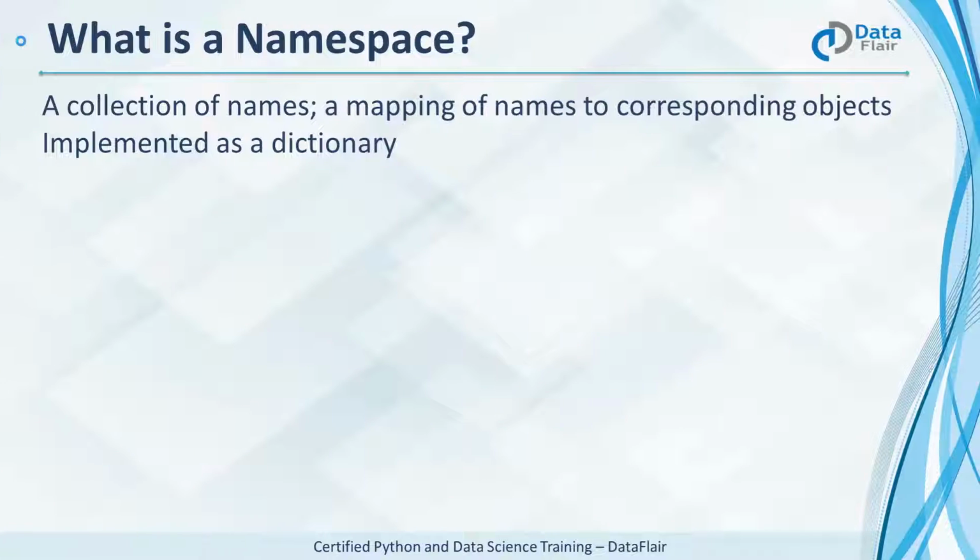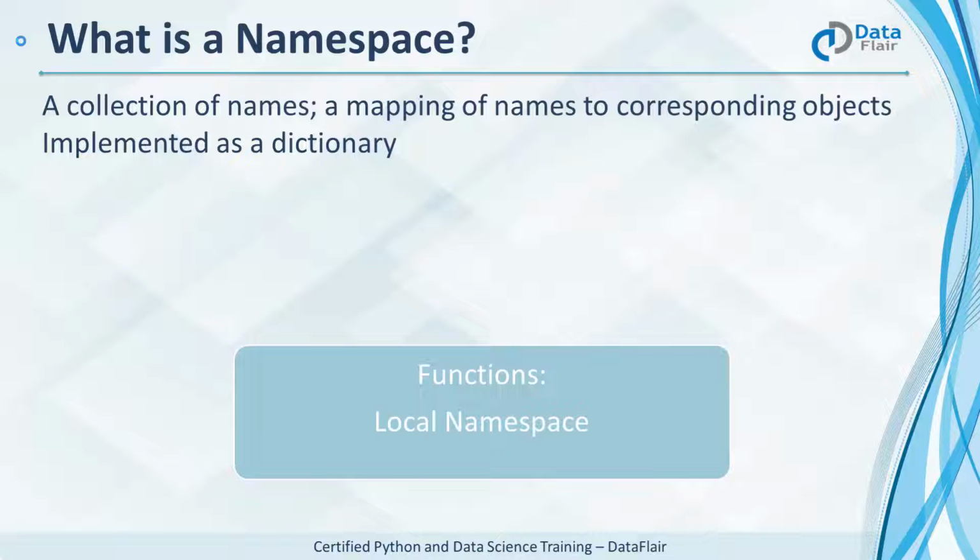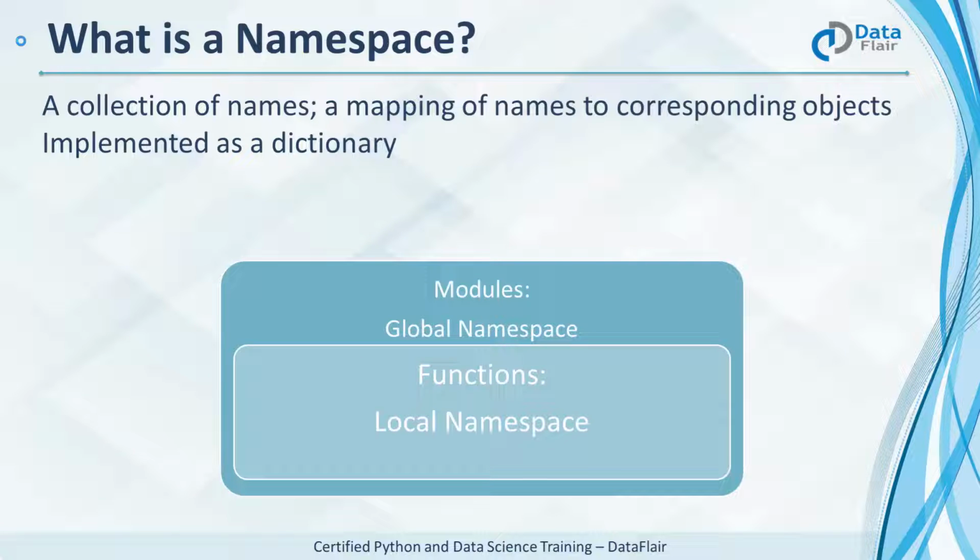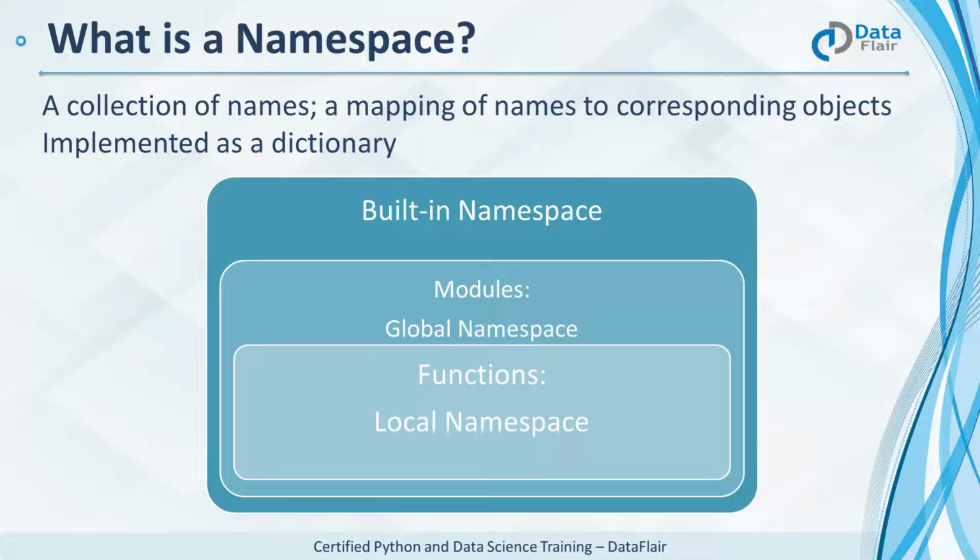And if you understand names, namespaces are simple. A namespace is a collection of names, a mapping of names to the objects they hold. And this is implemented as a dictionary. You can also call it a context. Having multiple namespaces reduces the chances of name collisions. We have 3 levels of namespaces in Python. The local namespace, which is defined by functions, the global namespace, courtesy of modules, and the built-in namespace. These are the names available in the interpreter by default.